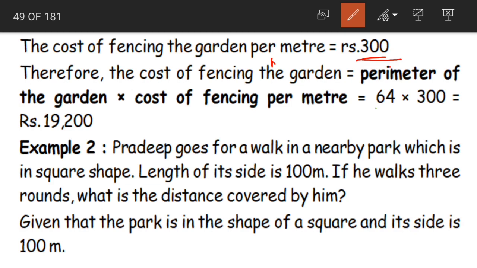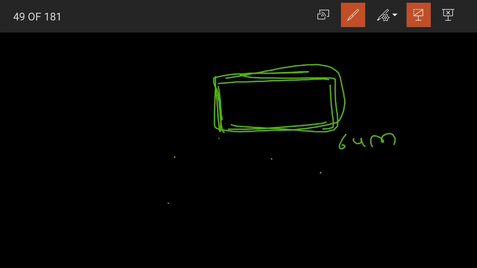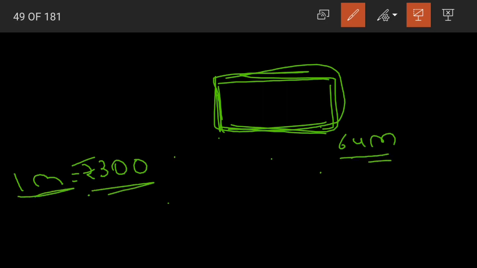So the perimeter is how much? The perimeter is 64 meters. That means the length of this boundary is 64 meters and we have to do the fencing around this boundary. Yes, we have to do the fencing for this boundary. For 1 meter the cost is 300 rupees. Here we are having 64 meters. Here the fencing has to be done for 64 meters. So the cost of fencing around 64 meters is equal to how much, children?